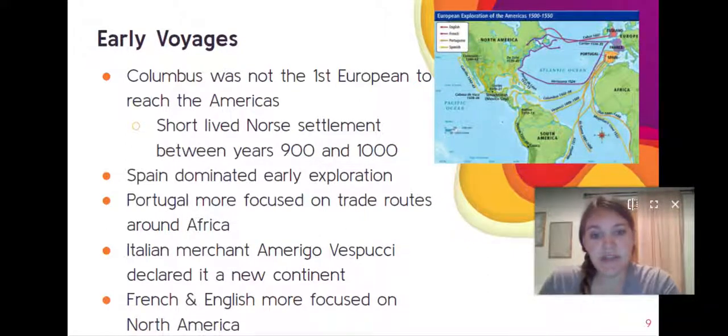So Spain is going to dominate this early exploration because we're going to see Portugal primarily more focused on going around Africa, and the French and English more being focused on North America. So what we're focusing on in this lesson and our next is going to be the Spanish Empire that took over Central and South America, and that's where Spain is going to be the most dominant.